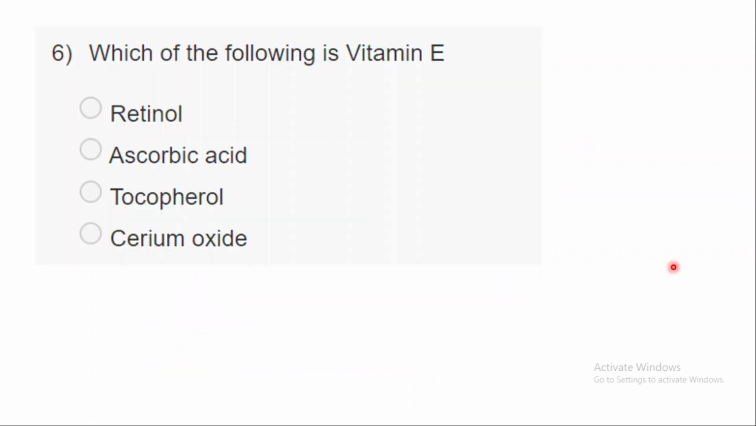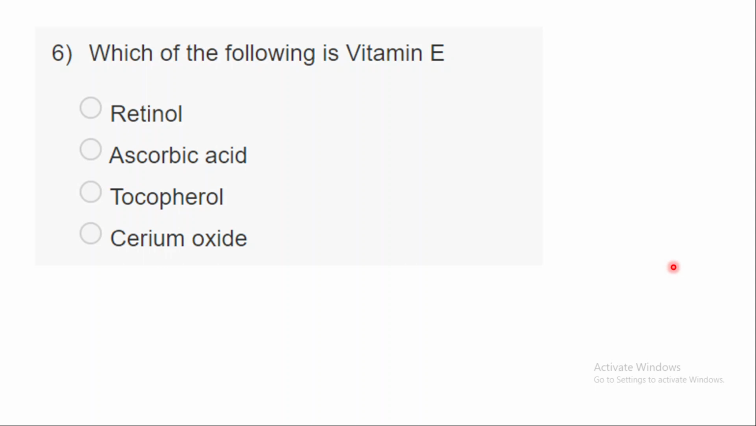Let's move on to the sixth question. Now, this is a memory based question. Which of the following is vitamin E? I hope everybody answers this correctly. Which of the following is vitamin E? Option A, retinol. Option B, ascorbic acid. Option C, tocopherol. Option D, cerium oxide.